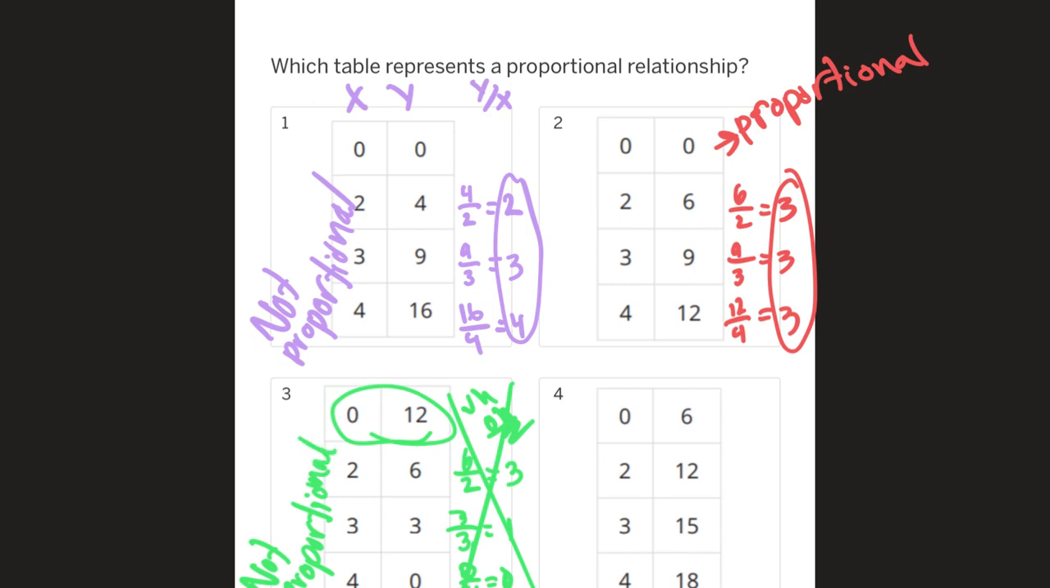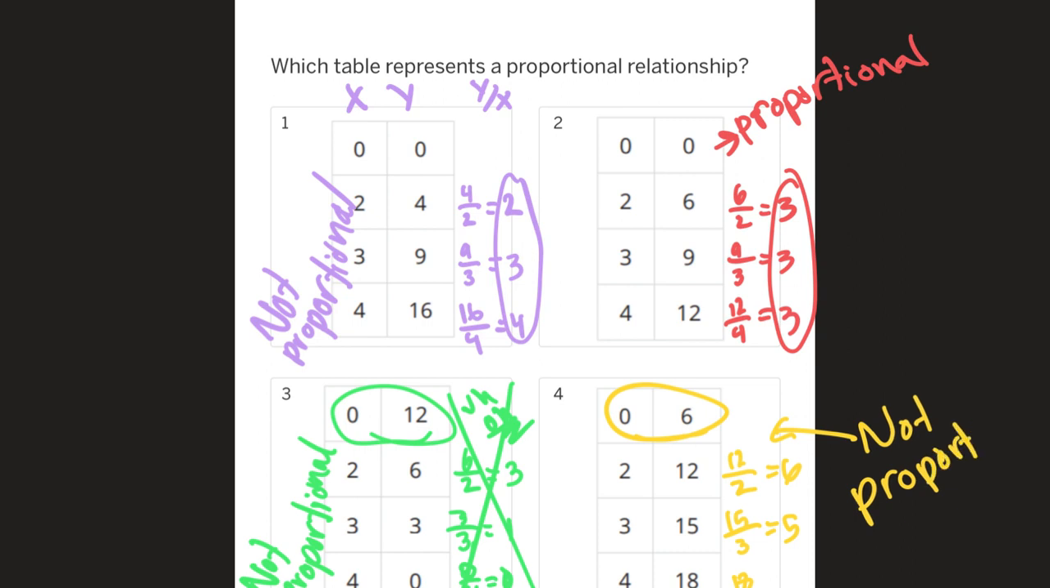Okay, and our last one, also it's not going through 0, 0, so we already know it's not proportional. But we can double check. 12 divided by 2 is 6. 15 divided by 3 is 5. 18 divided by 4 is not pretty, it's not clean, so I know that this one right here is not proportional.